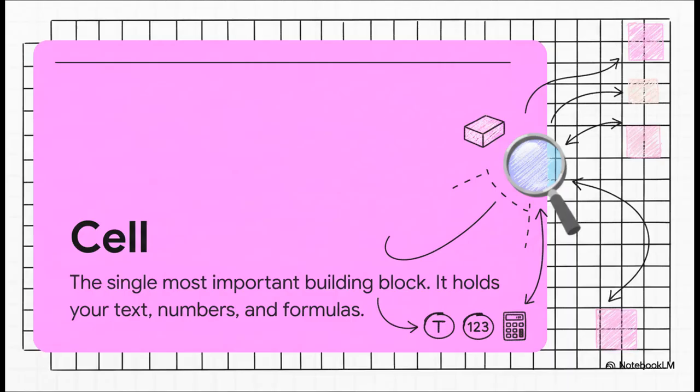Now, the most fundamental piece of this whole puzzle is the cell. Every single one of these little rectangles is a cell, and it's where all your information, your text, your numbers, your formulas is going to live. The key thing to get is that every cell has its own unique address, kind of like a house on a street. A1, B2, C3. It's just based on its column and its row. And that address system, that's what makes all the magic possible.